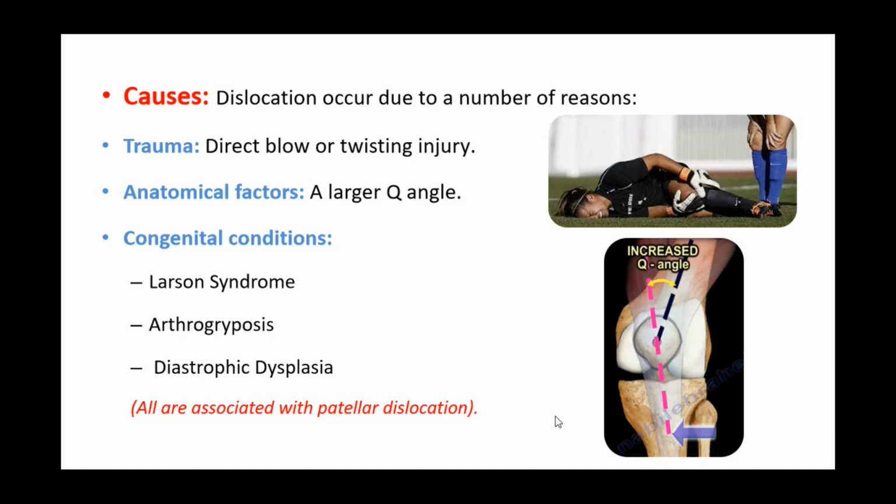There are some anatomical factors, especially a large Q angle. Q angle is actually the angle between the quadriceps muscle and the patellar tendon. If this angle is more, there are chances of patellar dislocation.